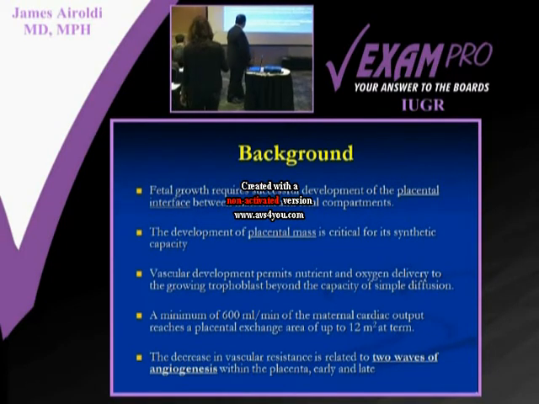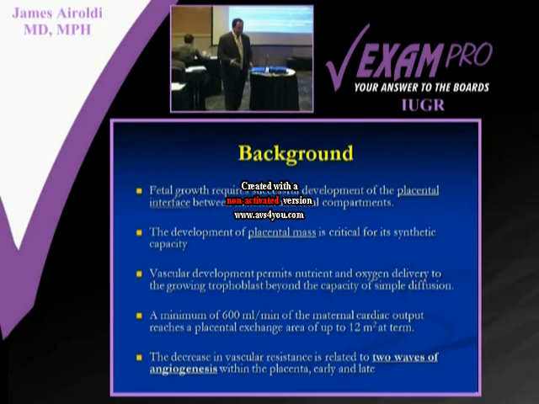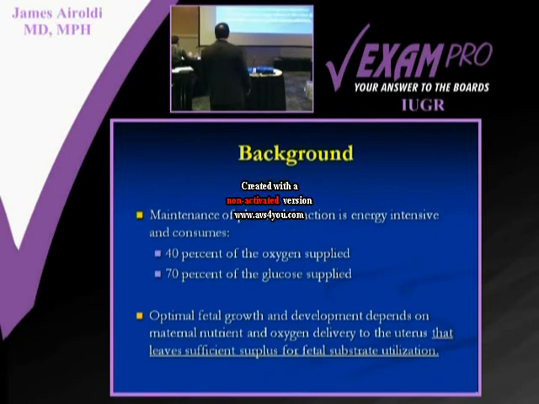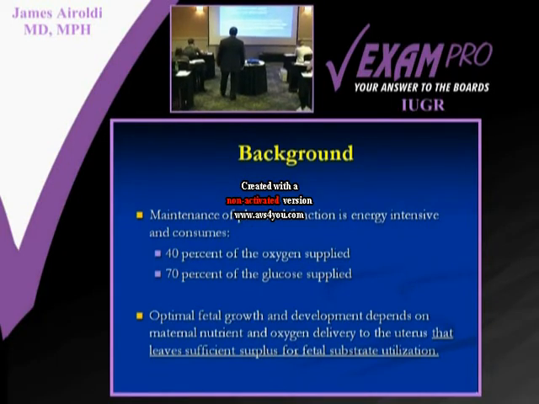There are two waves of angiogenesis, i.e. how this placental mass invades the mom's body, and what does this do to mom's vessels, such as her uterine vessels? How does that create that angiogenesis?